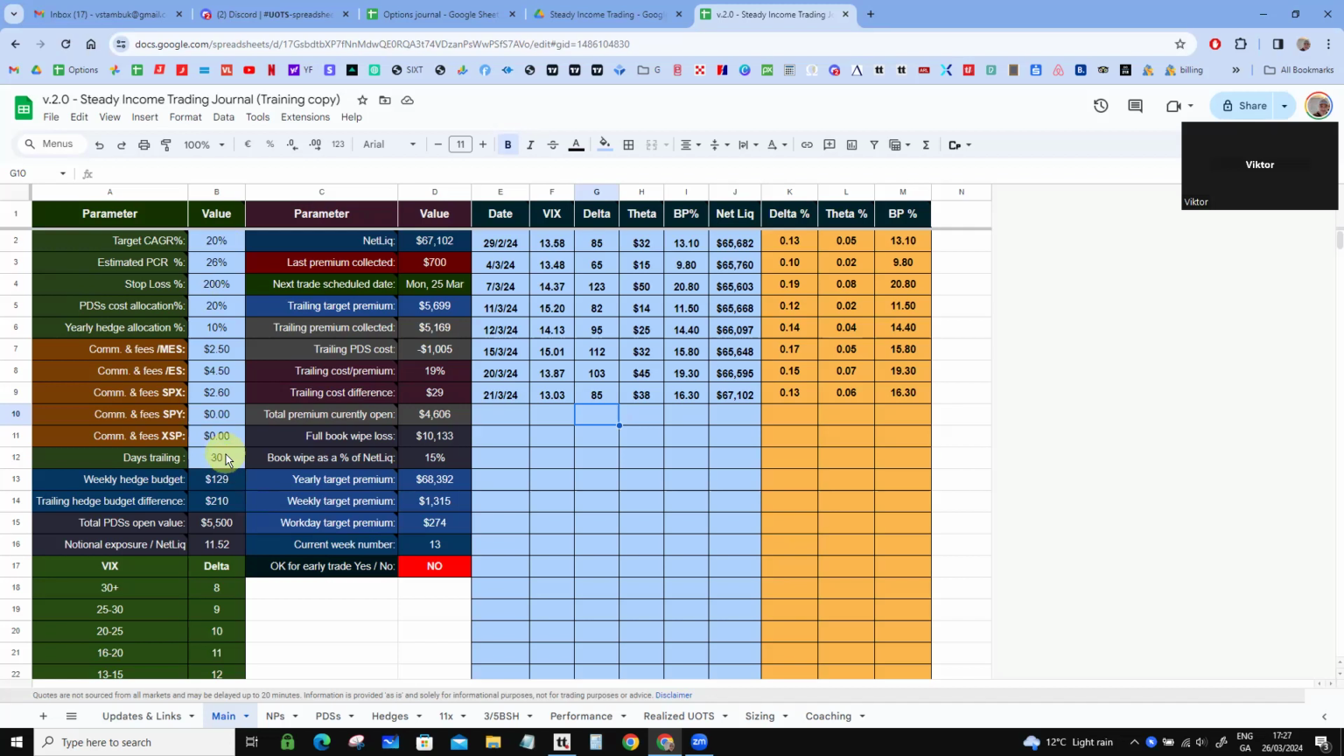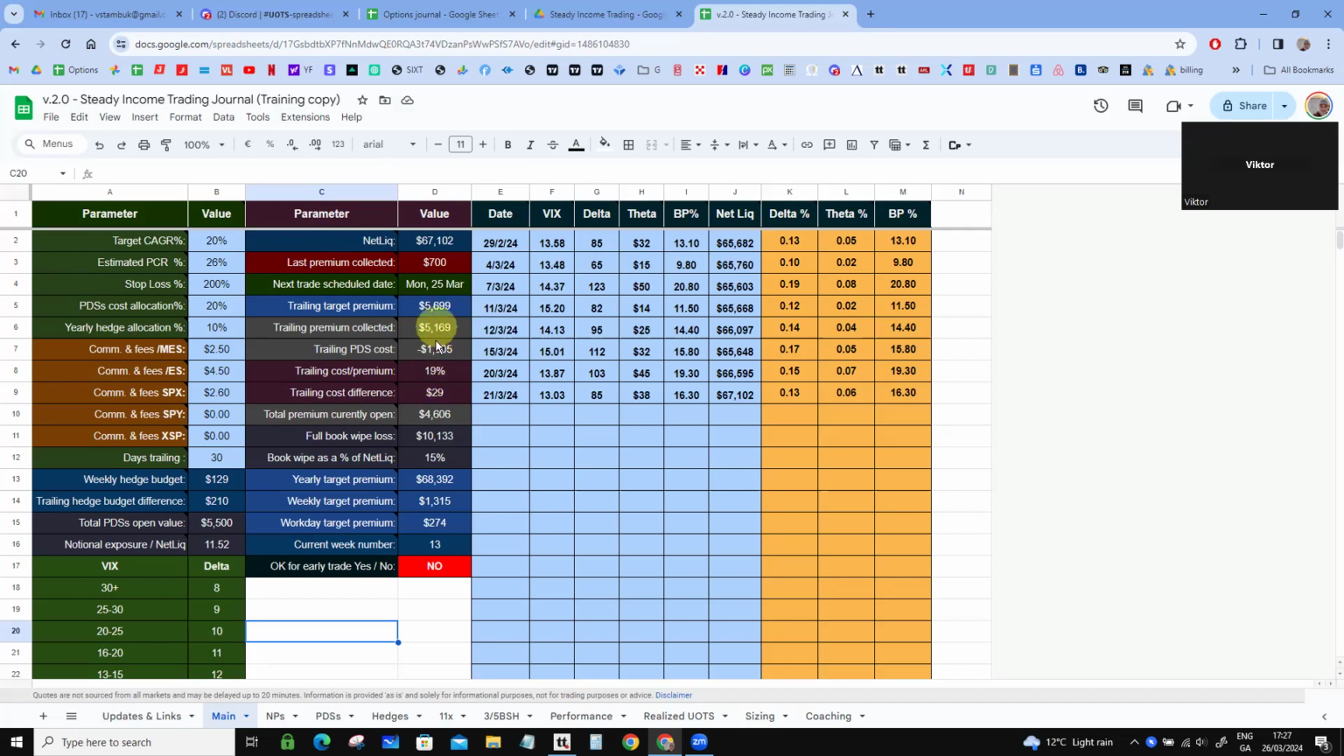So if we put 30 days here, as in days trailing, you can see here on the right hand side, the spreadsheet is keeping track of the trailing target premium and trailing premium collected, and then trailing put debit spread cost, in order to give us trailing percentage and trailing cost difference. But the important number here is this 19%.